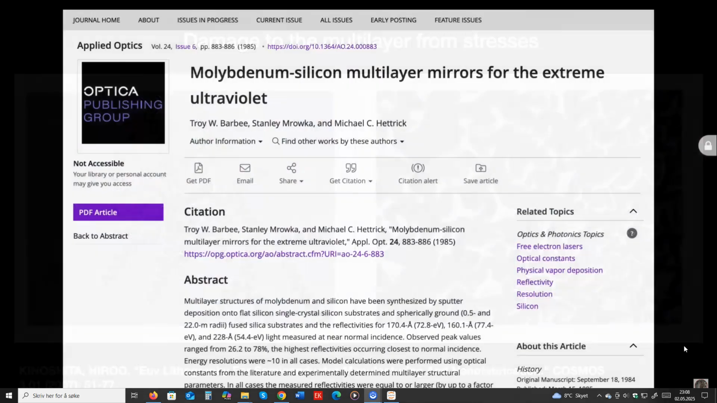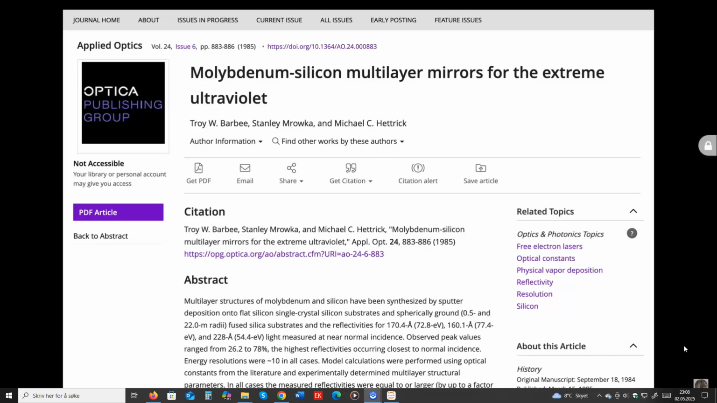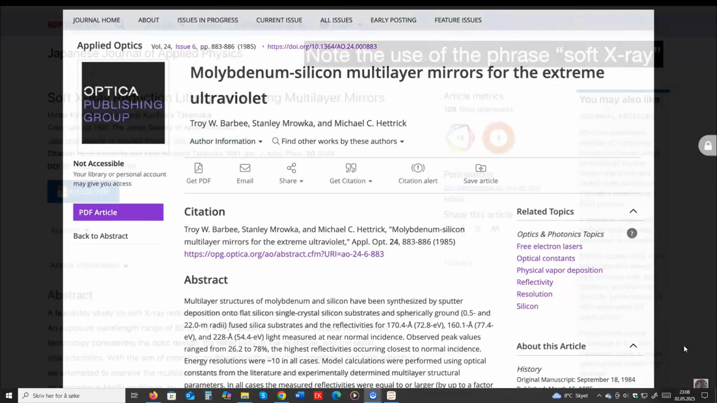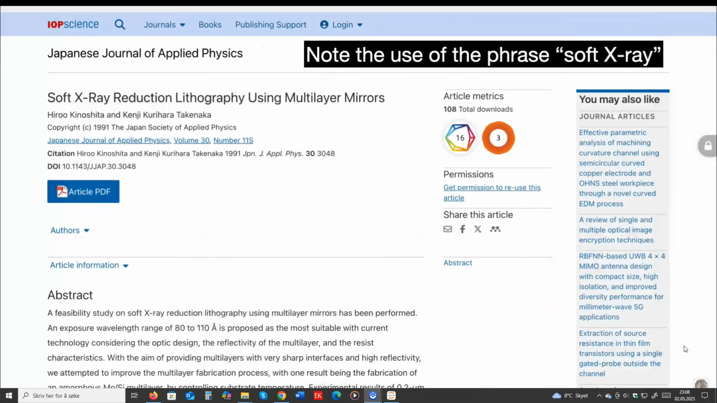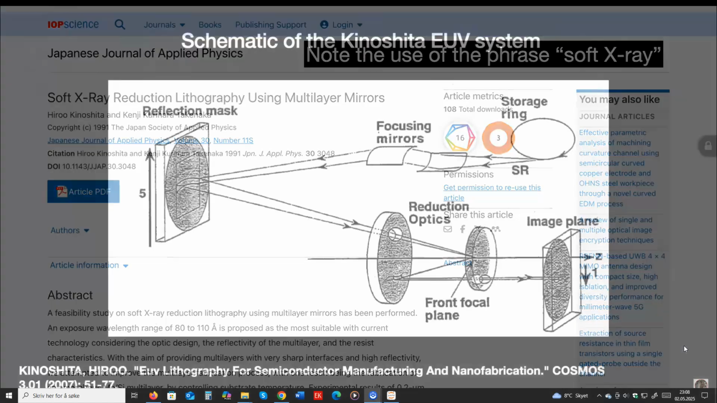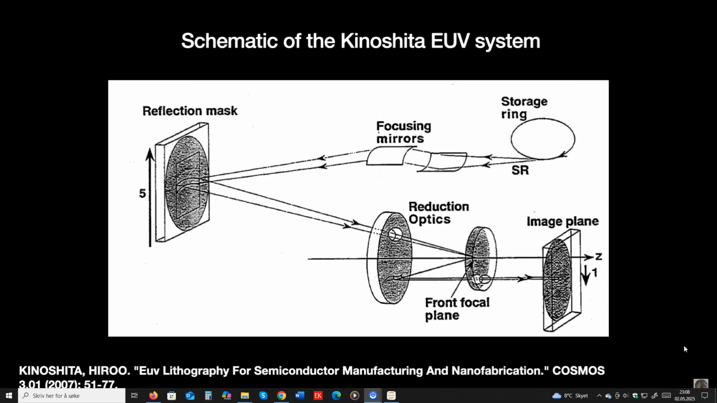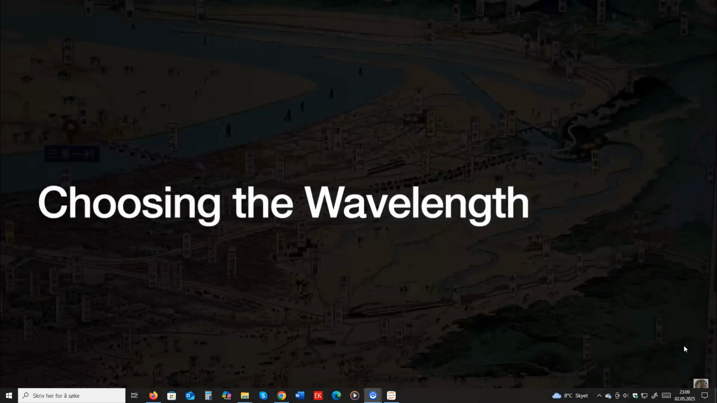This 1985 work caught the attention of Hiro Kinoshita, one of the pioneers of EUV lithography. Kinoshita's first system in 1986 was intended to show the viability of a reflective EUV system, but was met with skepticism. Barbee's work gave much-needed experiment-based assurance that these mirrors can actually be real. The mirror materials helped make one of EUV's critical early decisions, the specific wavelength.